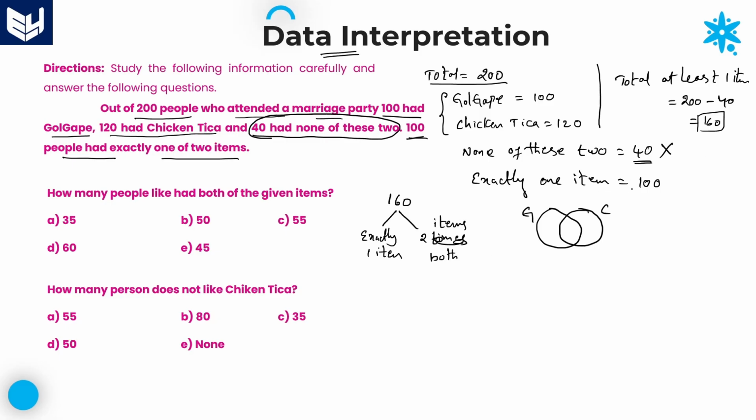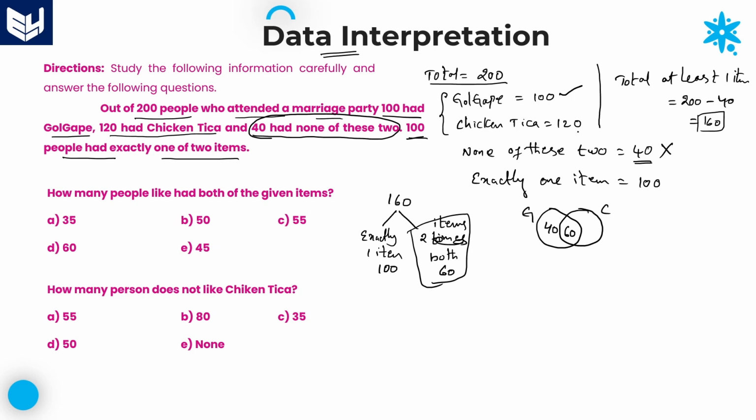Now this exactly one item value is already given. Out of this 160, 100 members are eating exactly one item. So the remaining 60 members are eating both items, golgappa and chicken tikka. So the intersection of golgappa and chicken tikka is 60. Once you get this value, the remaining values are very easy. Here entire golgappa is 100. Out of this 100, 60 is already completed, so only 40 is left over.